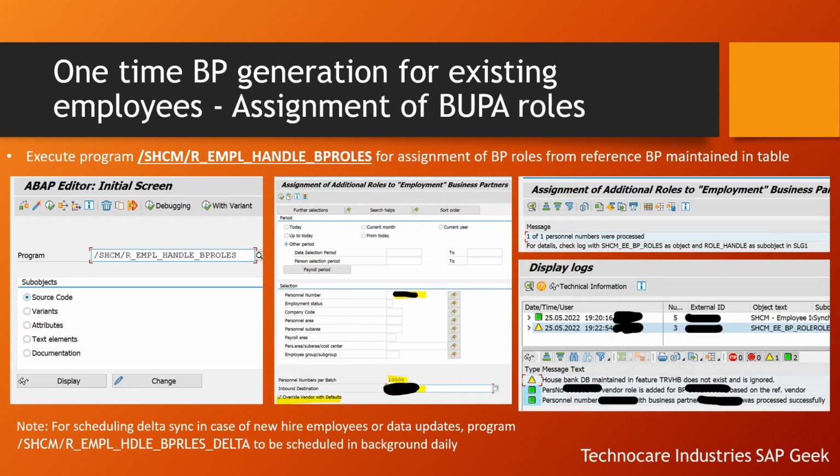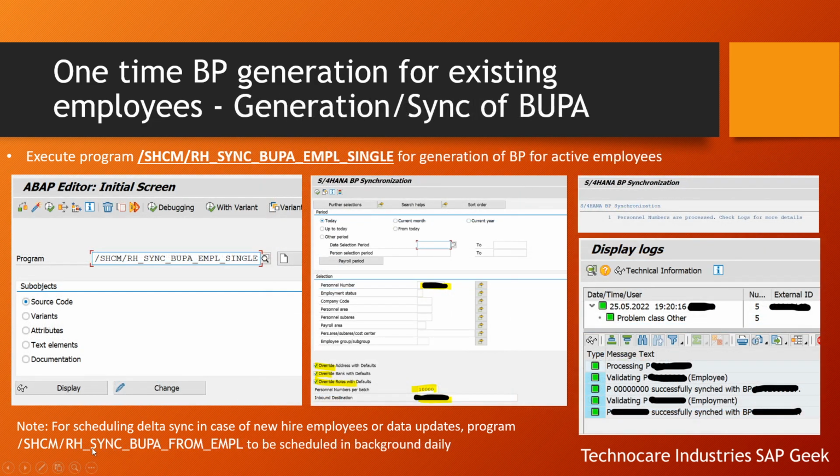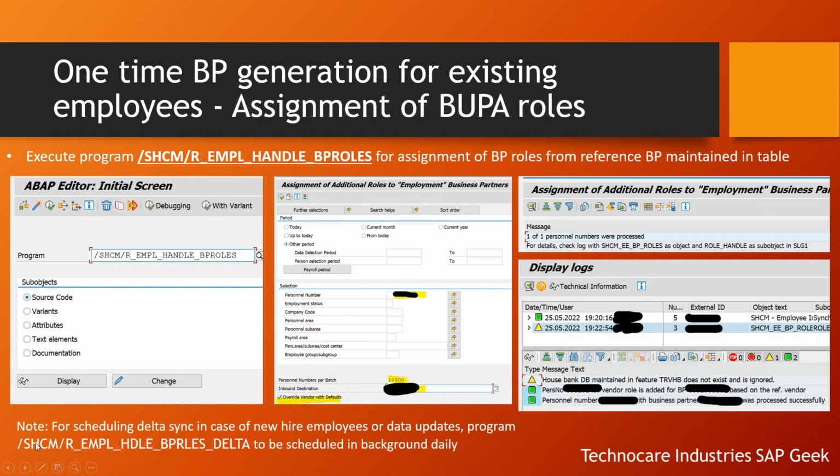This program will run one time for all the employees, and all the roles that are required, in our case 4 roles, will be assigned to all the business partners already generated. And again, for delta data, for example new hires or any other data updates, the role assignment will happen using this job. Once we are in production and this data replication is running properly, there will be 2 jobs updating the data. One is this one, which creates business partners, and another is this one, which assigns the roles to the respective business partners.